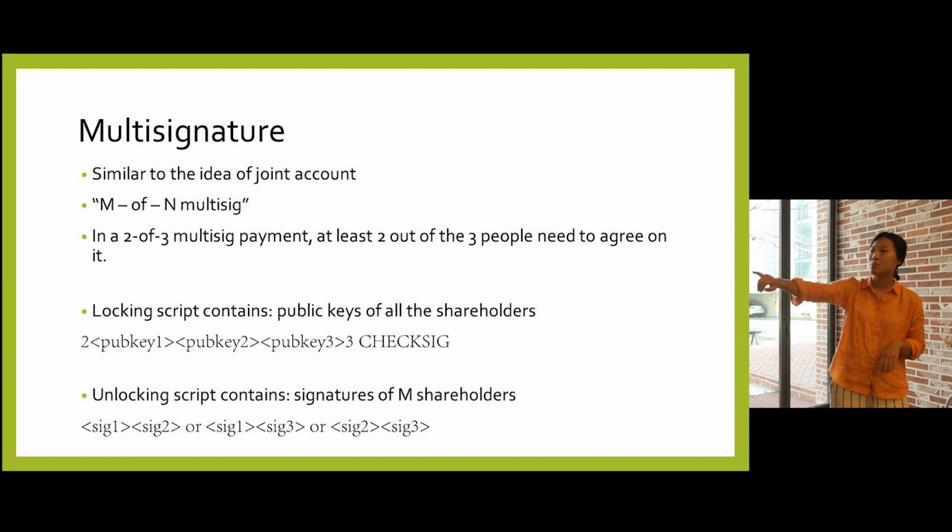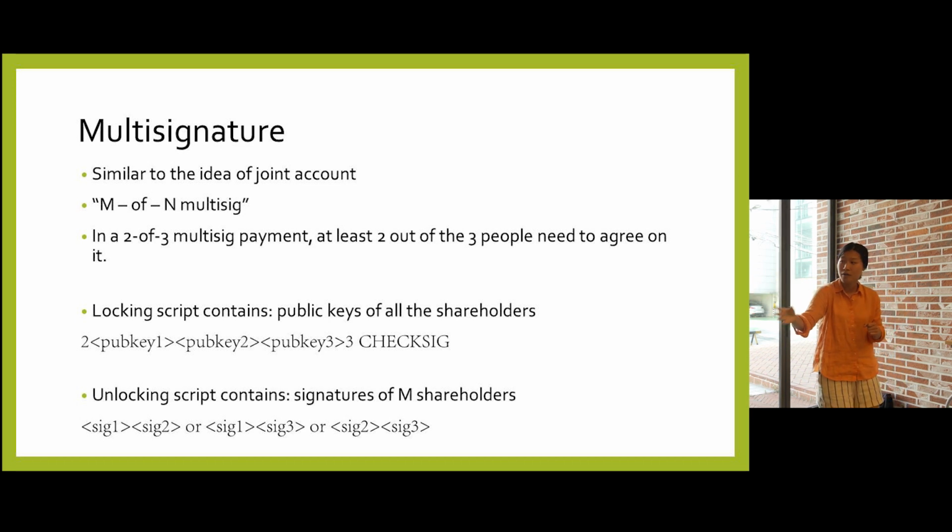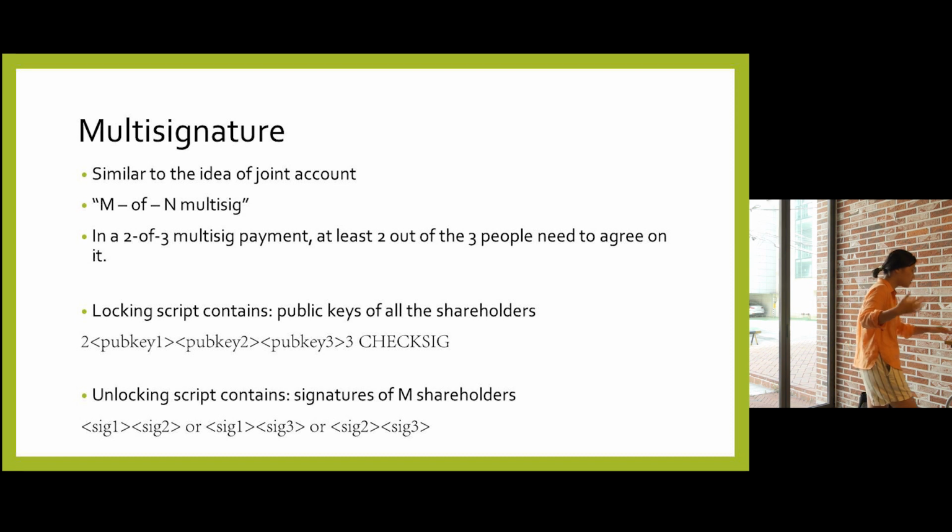So I'll give an example of a two of three multisig payment. That means at least 2 of the 3 people who hold the account need to agree upon that transaction, the spending of the money from that account, which means they have to provide their signatures. At least 2 out of 3 people have to provide their signatures to any spending.